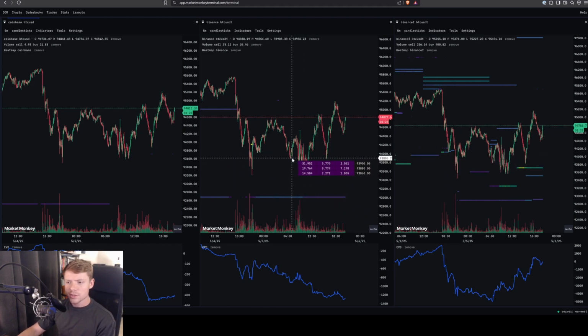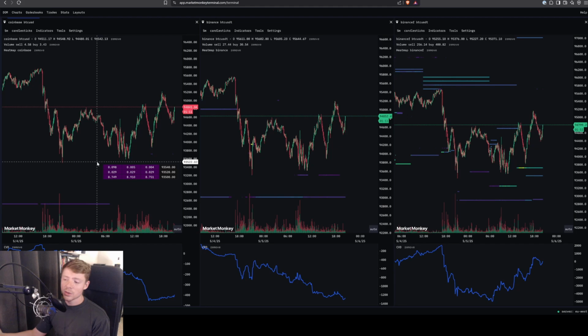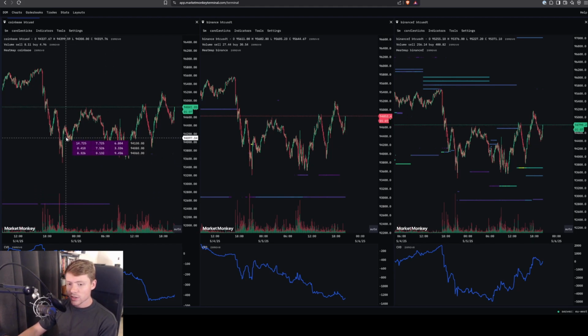Okay, so it's not always so cut and dry like those perfect examples I showed you, right? First we had an area that we're looking to buy. We have spot continually selling, but someone's on the bid, right? Someone's sitting there with a limit order absorbing all the selling, which is what you want to see. So that's good.